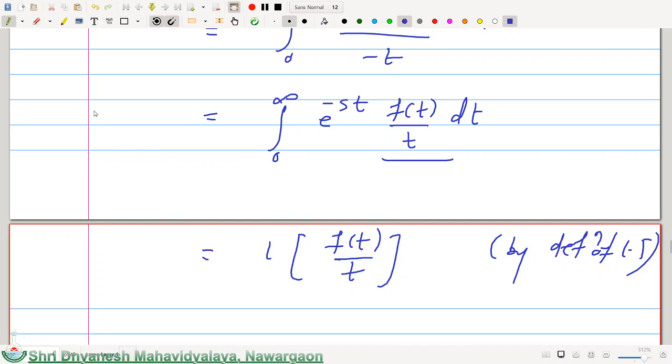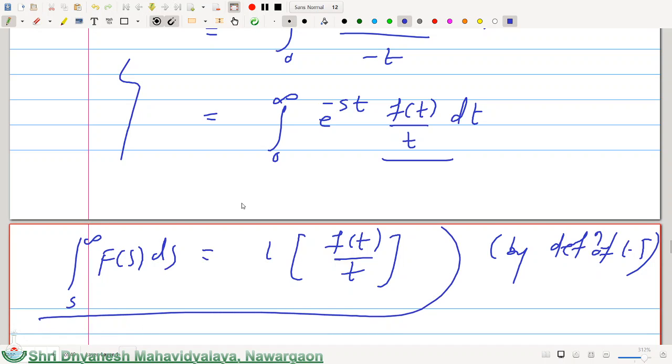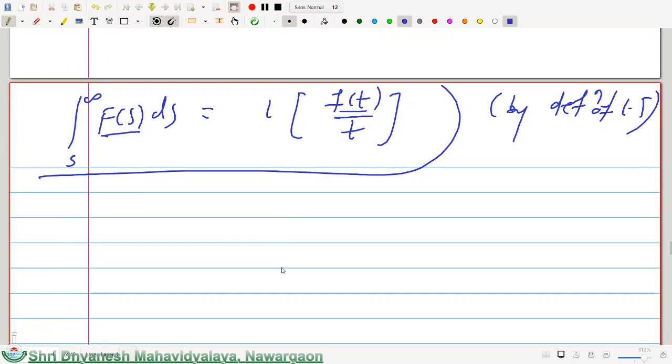And what we have on this side is integration s to infinity F of s ds. So this is the Laplace transform of a function divided by t. It is the integration of F of s from s to infinity, and F of s is the Laplace transform of this function f of t. So let us go to the examples now.